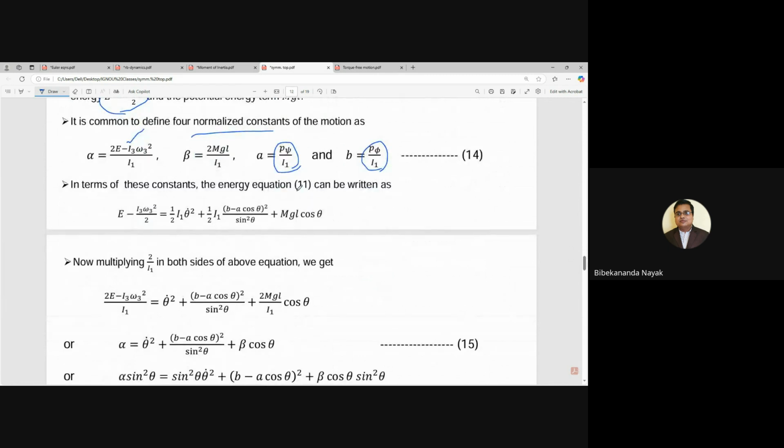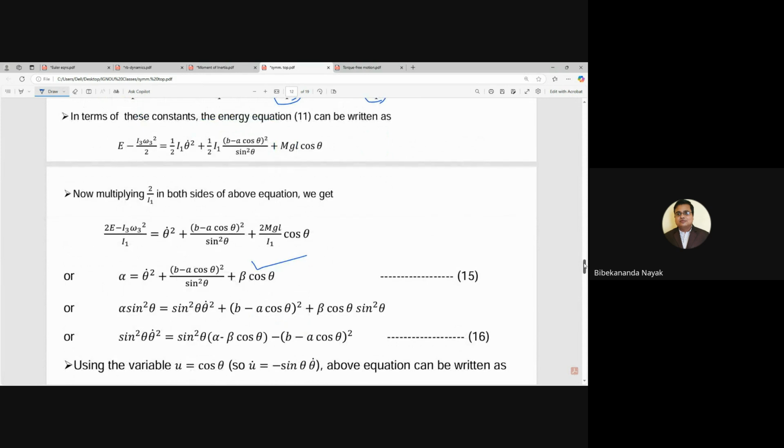Substituting alpha, beta, a and b, we find our equation in terms of alpha, beta, a and b. It is this: alpha is equal to theta dot square plus (b minus a cos theta) square by sin square theta plus beta cos theta. If we again take the LCM and simplify, we get this.